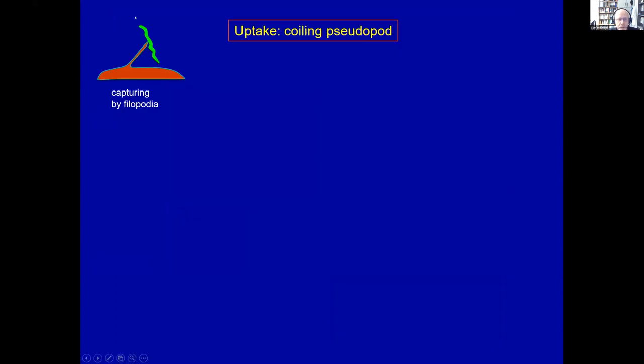A first step in the uptake of Borrelia is actually the capturing by these rigid elongated filopodia. What I've shown you, and what has been known in the literature for decades, is that one of the main and most striking uptake structures is actually the coiling pseudopod.